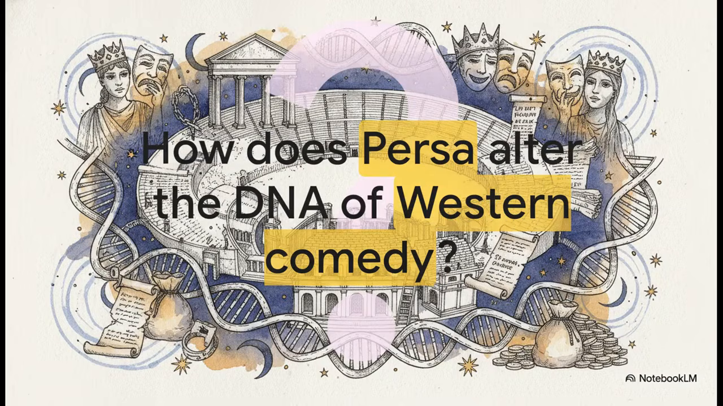Which leaves us with a final, provocative scholarly question to contemplate as we wrap up. How does Plautus's total Saturnalian inversion of societal hierarchies in Persa permanently alter the architectural DNA of Western comedy? By stripping power from the elite and embedding ultimate agency, legal mastery, and financial dominance entirely within the enslaved class, this ancient text fundamentally rewired the possibilities of dramatic narrative.